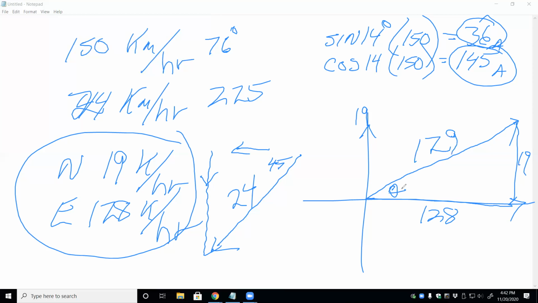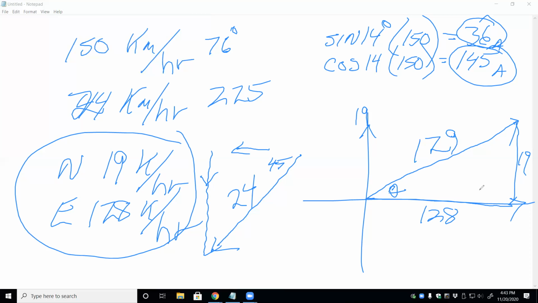And theta is the inverse tangent of 19 over 128. In other words, it all becomes trig at this point. That's correct. I mean, we rounded, so the answer is actually 130, but that makes sense. Perfect. The key is breaking everything down into its vertical and its horizontal components. Realizing that you just add each.